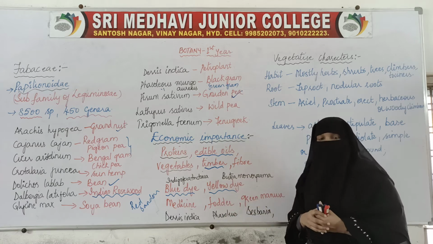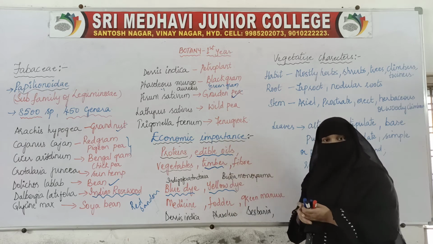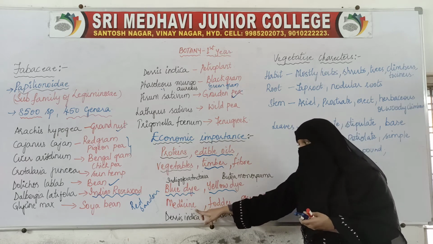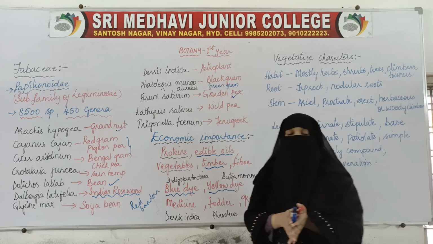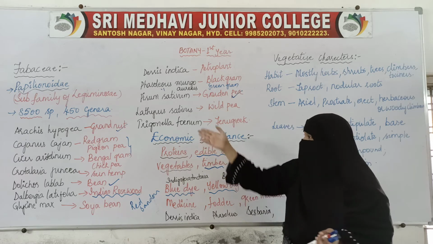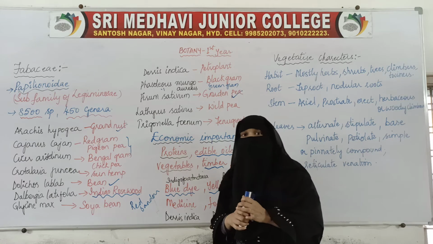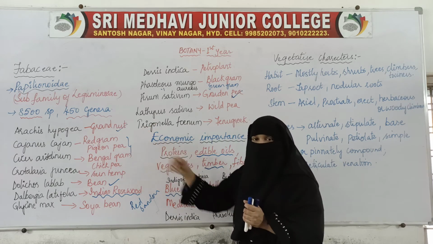And here, apart from proteins, edible oils, wood, fibers and vegetables, we also get medicine. This plant, the petro plant, Derris indica, helps in giving us medicines. Then we get fodder for animals, from the gram species and all those plants.